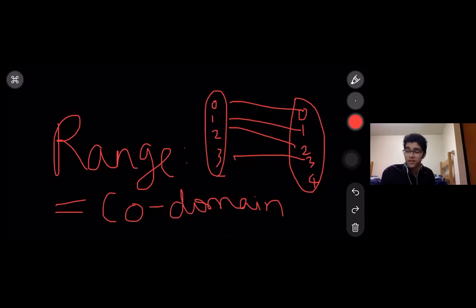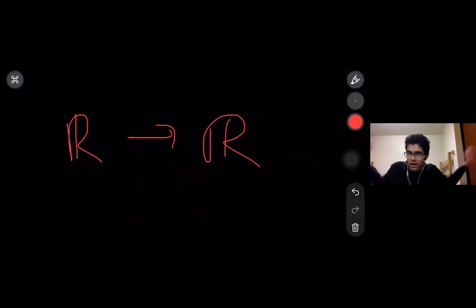What if I defined a function? So now we are going to get into some interesting stuff. Let's say I define a function from all real numbers to all real numbers. So here my domain is all real numbers. My codomain is also all real numbers. So I'm defining the function from real numbers to real numbers.